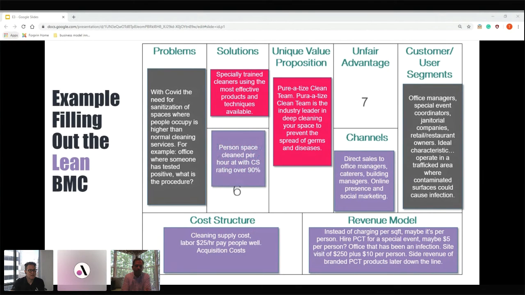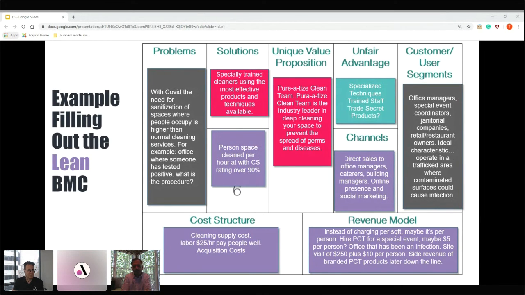KPIs, maybe you think about keeping a ratio of how many people space per clean per hour. So putting a metric on the cleaners that they are efficient. The only danger there is when you put efficiency measures on individuals, they may tend to cut corners just to hit the milestone or the benchmark. So maybe we couple that with the customer service rating or a survey to make sure that the quality is being consistent. And our unfair advantage, well, we specialize in techniques and we have highly trained staff, and maybe we have some trade secret products we use as well.